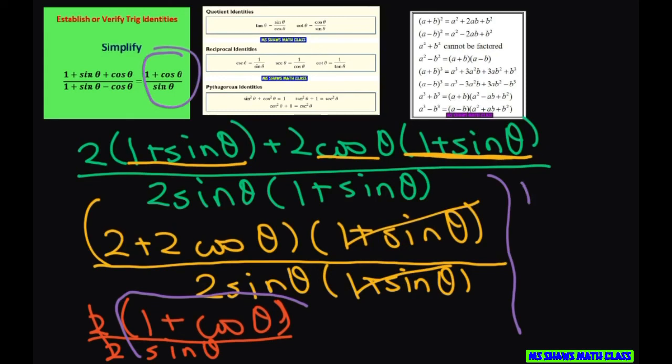So this is one of those problems you kind of want to go slow on and be very careful with when you're simplifying. And look at each step.